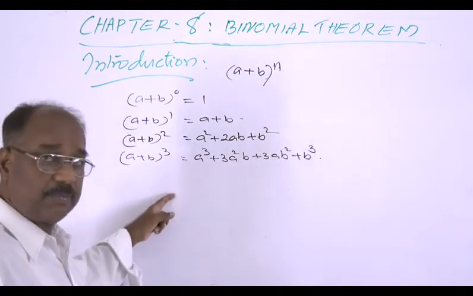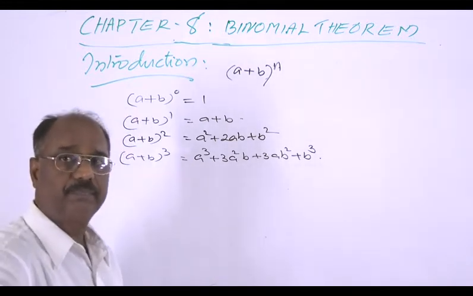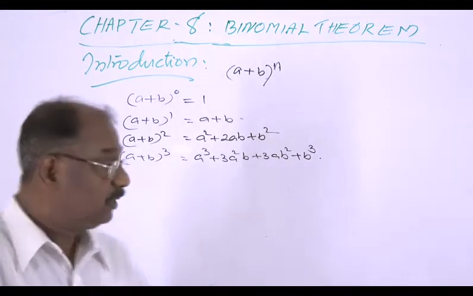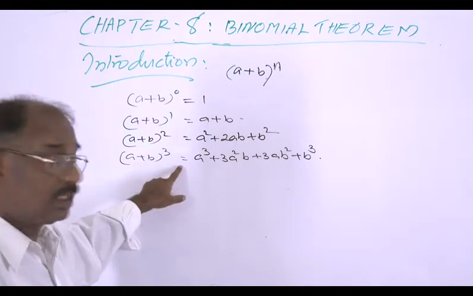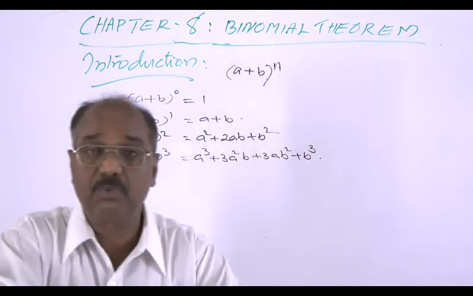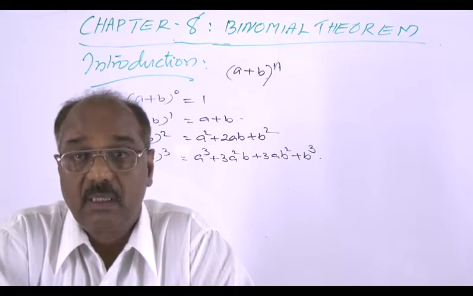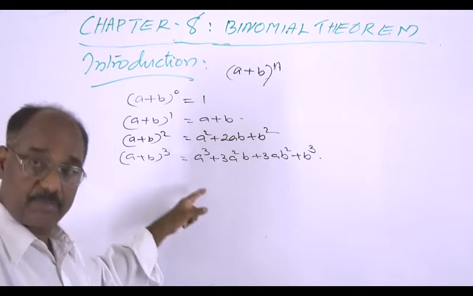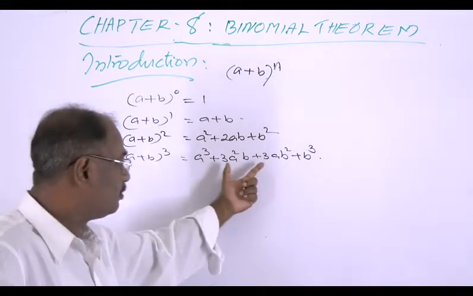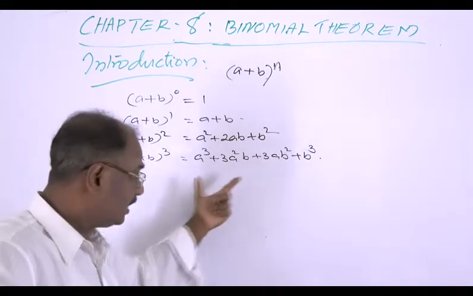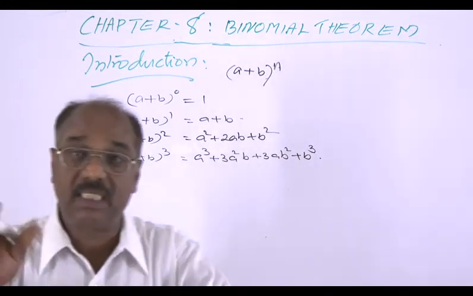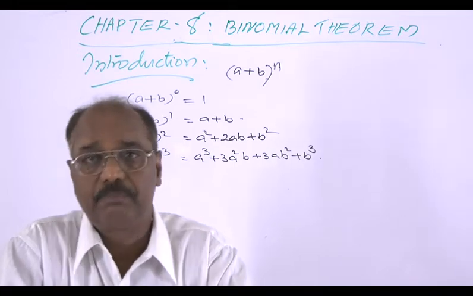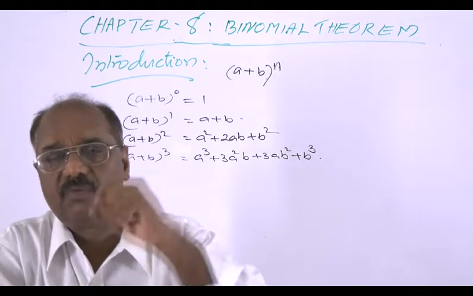Similarly, we can find A plus B all raised to 4, A plus B all raised to 5, etc. You have seen up to A plus B whole cube, and in the case of A plus B all raised to 4, what we do is consider it as A plus B whole cube into A plus B. Write A plus B whole cube, multiply it with the A plus B term by term and rearrange the terms, and we will get the expanded form.